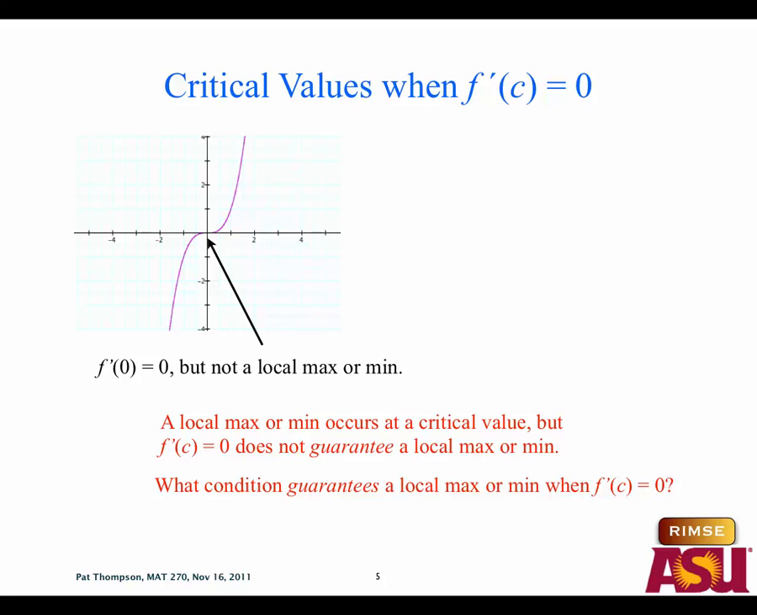So then, what condition guarantees a local max or min when that first derivative is 0? So we need more information, right? We need more information than just that the first derivative is 0 to have a local max or min. So here's an example. You see there's one local max there, one local min.